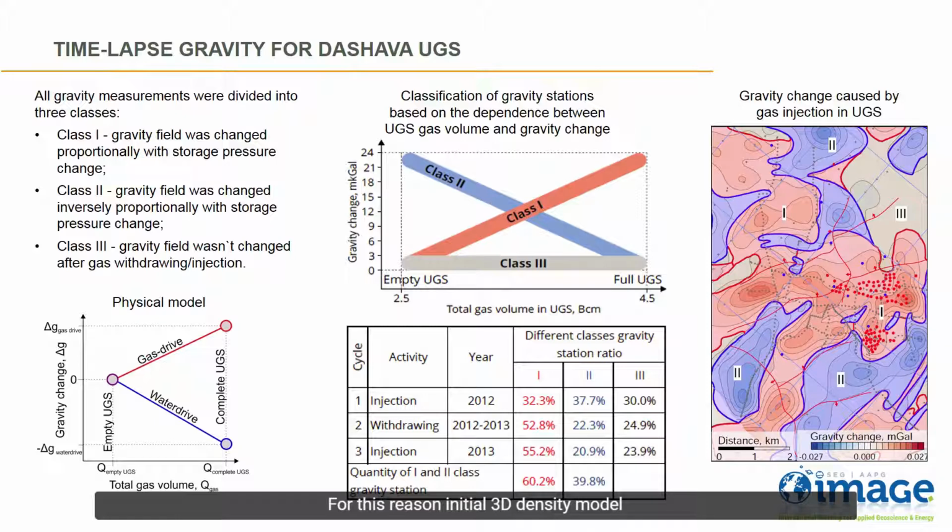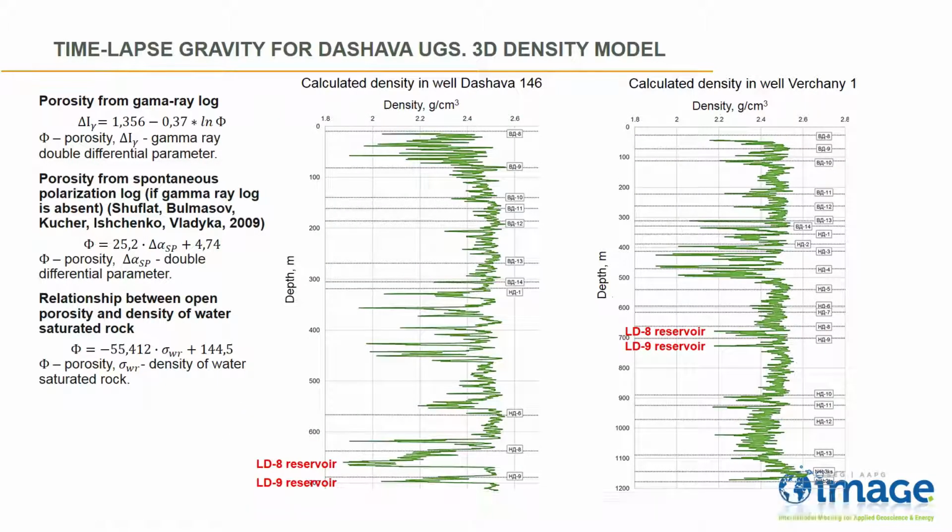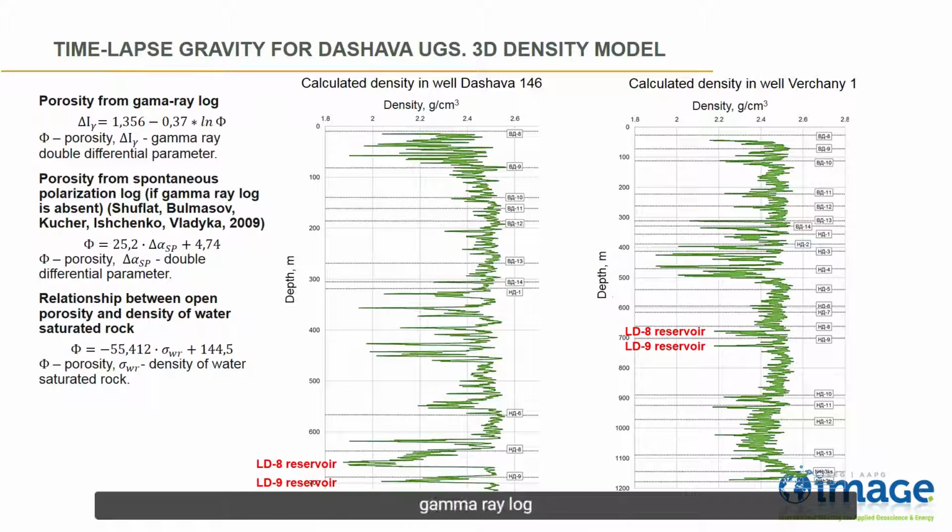For this reason, an initial 3D density model of the Dashava UGS was built. The initial 3D density model is consistent with all available geological and geophysical data, has 1 meter depth resolution, and consists of 28 structural surfaces based on 3D legacy seismic data. Input data for model building also included regional gravity data, well data from 108 wells, petrophysics, core data, and gas pressure measured in wells during the period of time-lapse gravity. Rock density is calculated mainly from the gamma ray log, and from the spontaneous polarization log if a gamma ray log was absent. You can see an example of rock density distribution with depth from two wells.